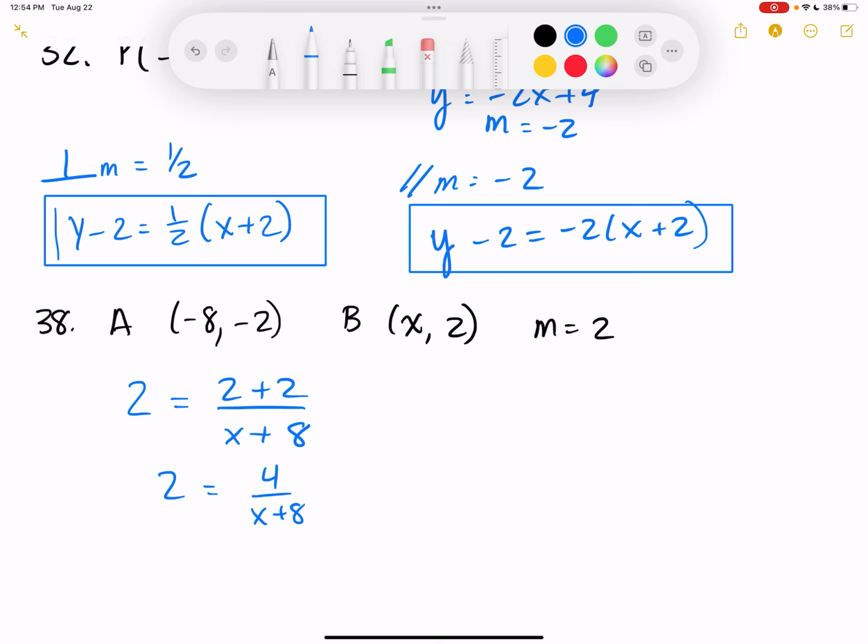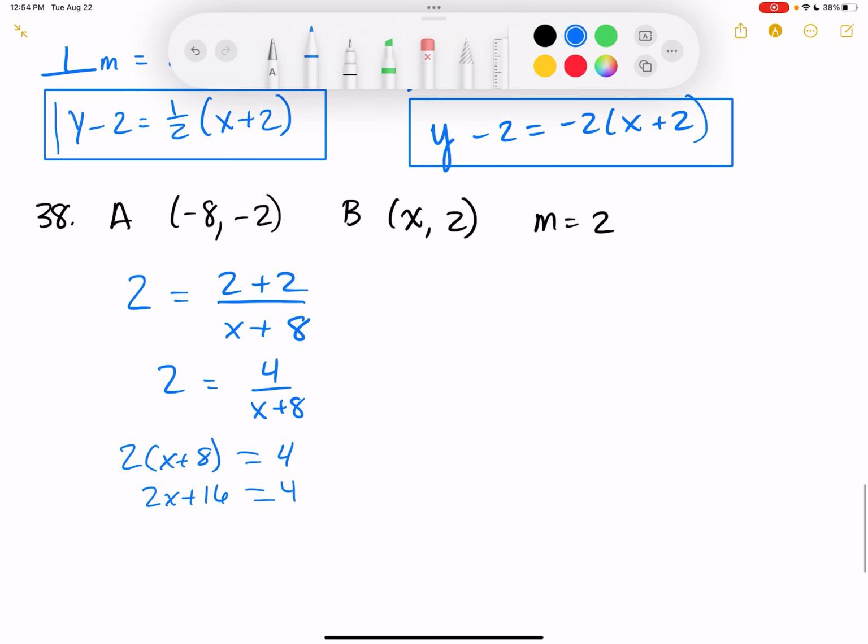You should be able to solve that equation. You shouldn't have to just decipher. Well, I know. Multiply by x plus 8. Yeah. So I'm going to do 2 times x plus 8 is equal to 4. So 2x plus 16 is equal to 4. Subtract. Is that negative 12? Negative 6.